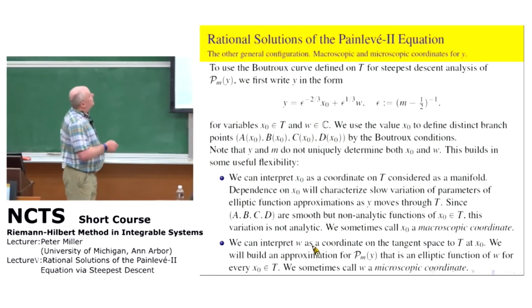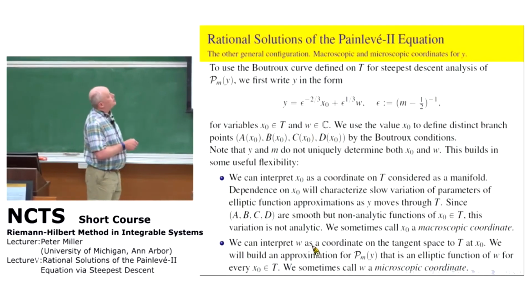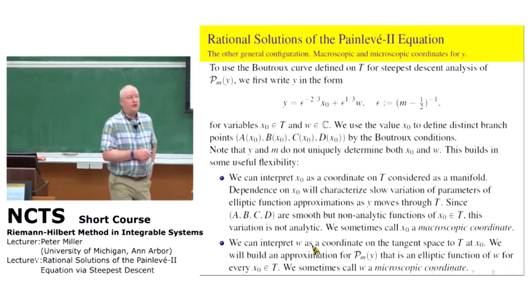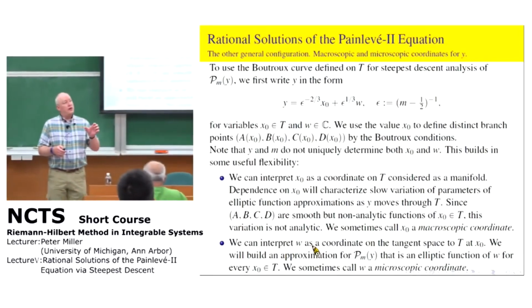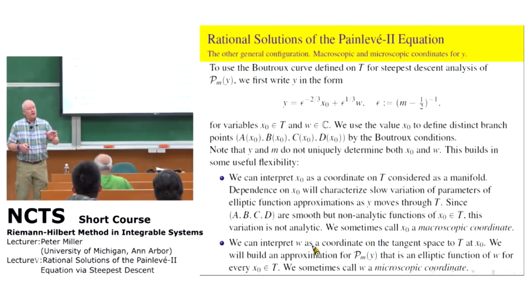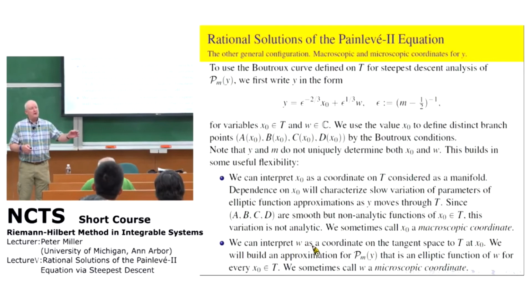Okay, so to use the Boutroux curve defined on the triangle for steepest descent analysis, what we're going to do, yeah. Outside region is genus 0. The exterior region is genus 0 because there the radical had a double root and 2 distinct roots. So if you ignore the double root, which is really a singularity, but let's factor that off, then we have the square root of a quadratic for the 2 distinct roots, and that's a genus 0 curve.